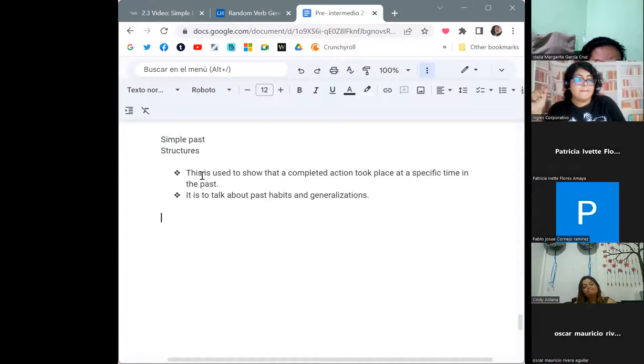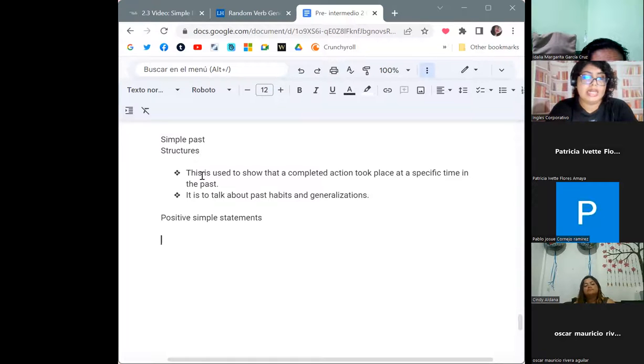So in this case, we are going to use the following structures. We can say that we are going to have a positive simple statement. The following structure: we have the subject. Subject plus verb, and we have here past, plus complement. And that's it.